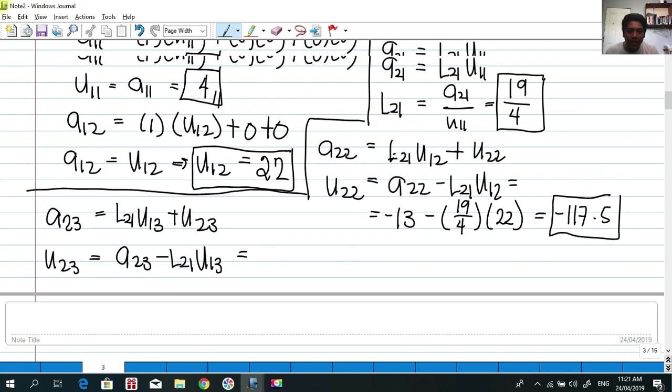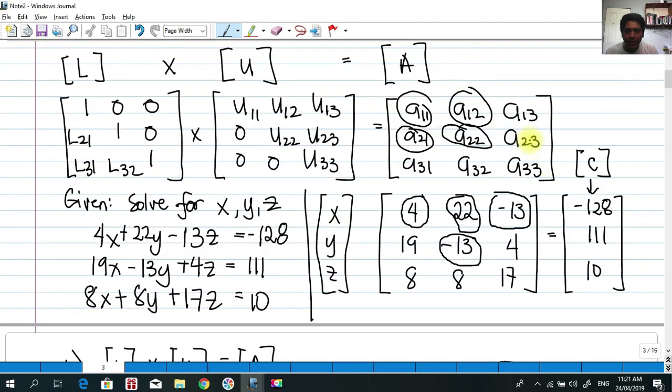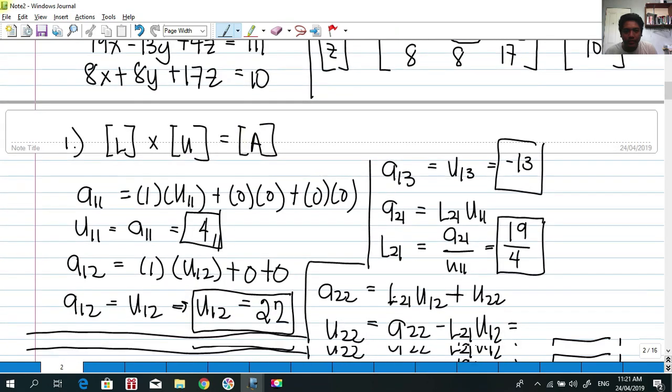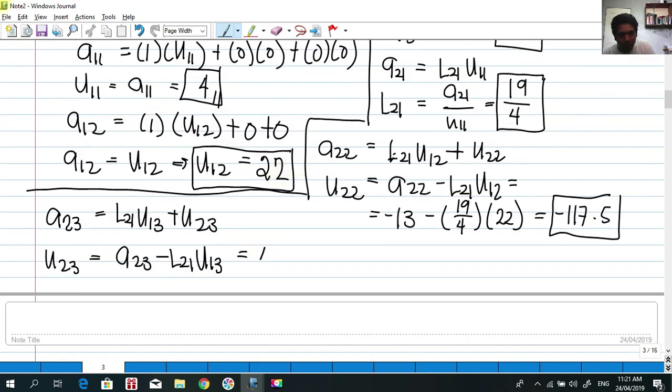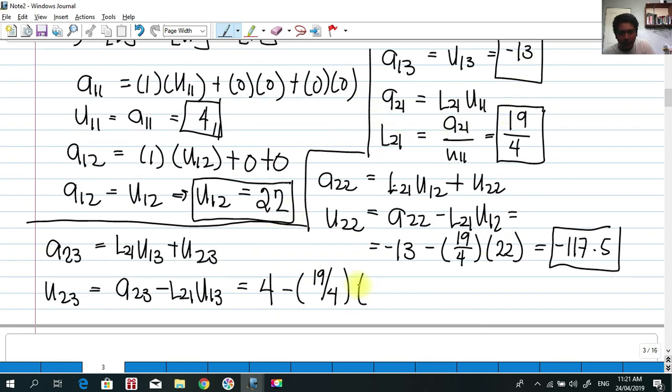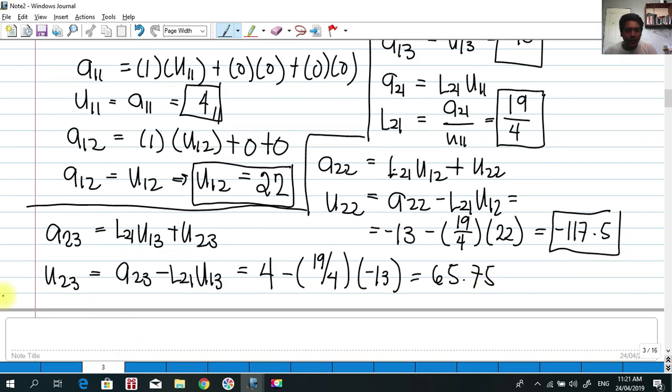What is the value of A23 according to our matrix? A23 is simply 4. So we have 4 minus the value of L21, which is 19 over 4, times U13. Our value of U13 is negative 13. So 4 minus 19 over 4 times negative 13 should be 65.75. So we're not yet done.